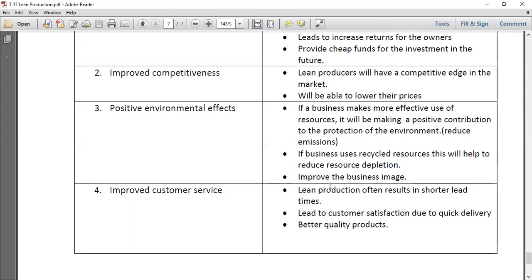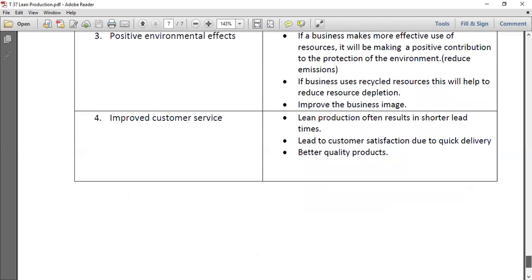Finally, the improved customer satisfaction concept, right? Because of lean production, customer service is improved. Therefore, lean production often results in shorter lead times. That's why it also leads to customer satisfaction due to quick delivery, and customer service because of better quality products. So you can see these are the main benefits, the main advantages of having lean production.